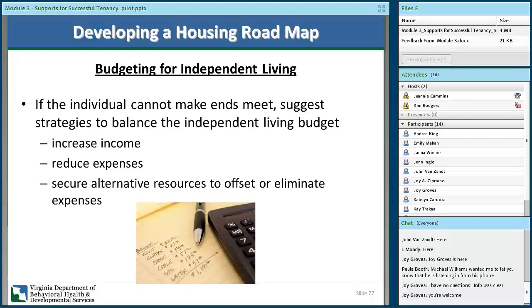Third, the individual can secure alternative resources to help offset or eliminate certain expenses by applying for benefits such as SNAP, which is the Supplemental Nutrition Assistance Program, or fuel assistance, or asking help from family, or even doing laundry at a relative's home. Sometimes, family can directly assist with expenses such as social activities, phones, cable and internet, transportation. Alternately, families can create a special needs trust or an ABLE account to cover these types of expenses. For more information on special needs trusts and ABLE accounts, please see the FAQ for Module 3.